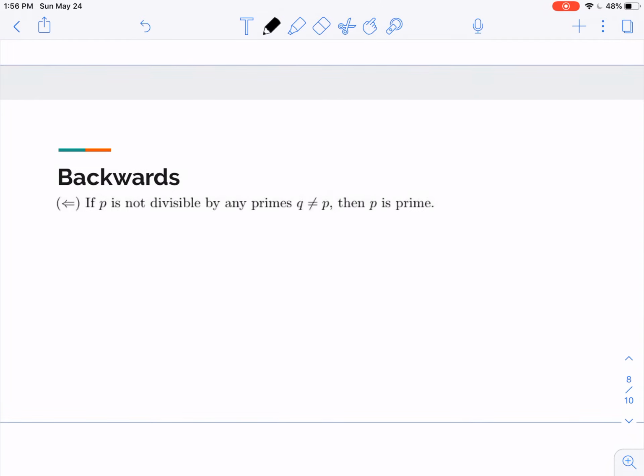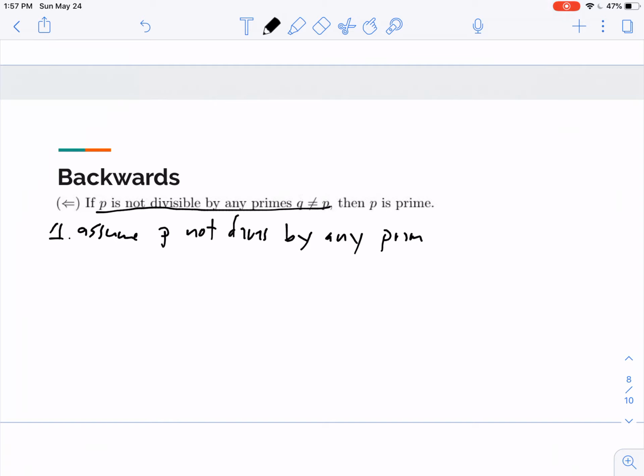Now let's prove the backwards direction. Again, with any implication, remember the first step is to assume P. So here we're going to assume P is not divisible by any prime Q not equal to P. And now we must prove P is prime. We can do this by contradiction. So suppose towards contradiction that P is not prime.